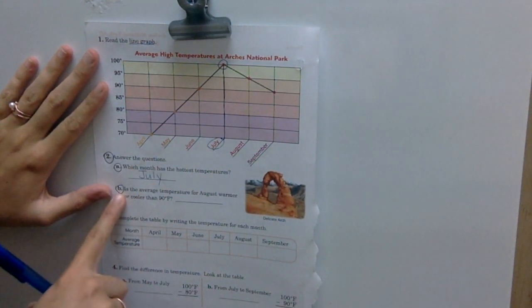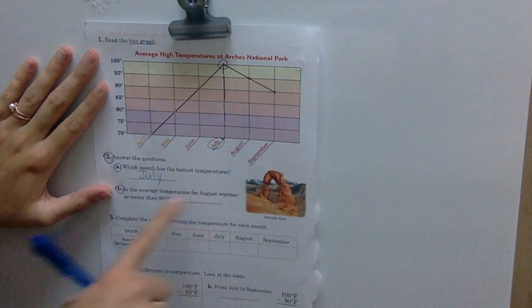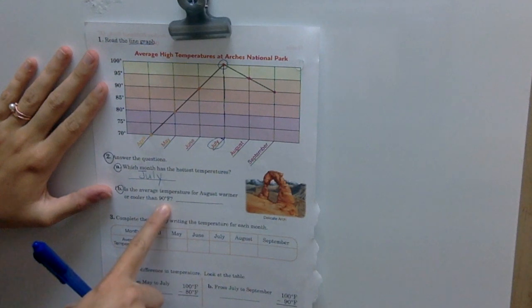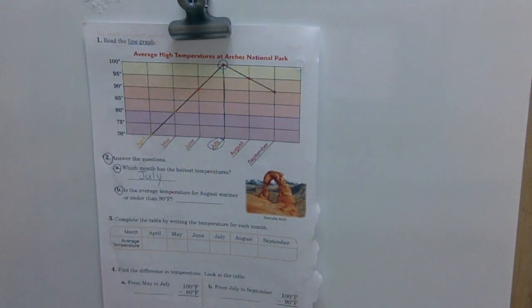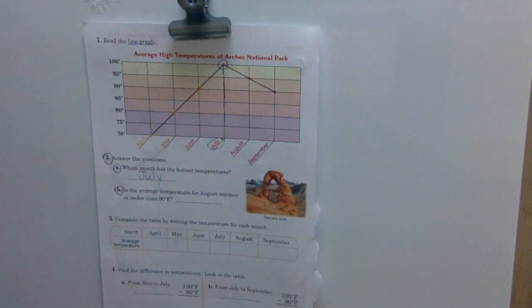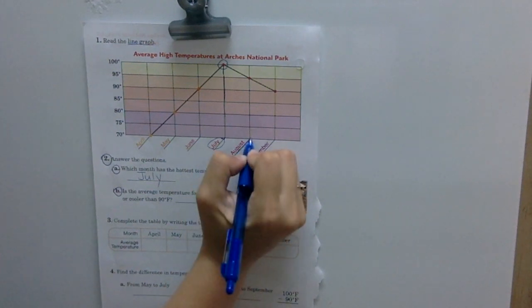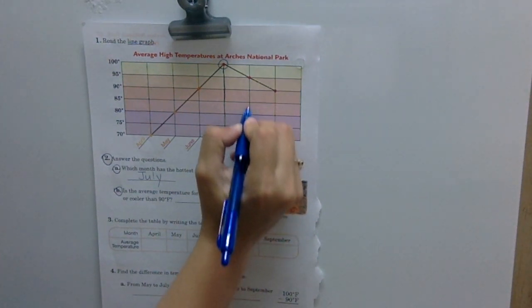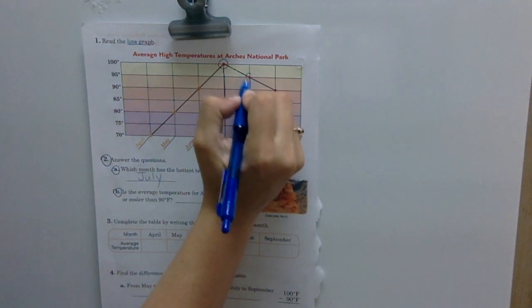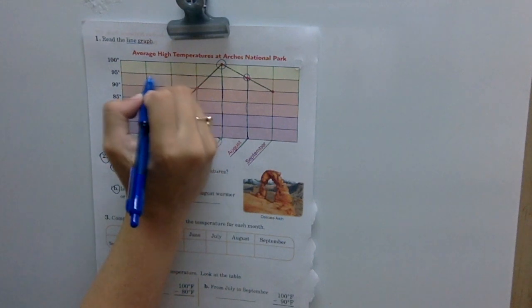All right, and B, is the average temperature for August warmer or cooler than 90 degrees Fahrenheit? 90 degrees. Okay, so it wants us to find the average temperature for August, which is going to be the dot that is connected to August. So let's go to August right here, and we're going to follow this line all the way up until we find the dot. Oh, there's the dot, circle it. And now we can follow this line to go find the temperature. What's the temperature?